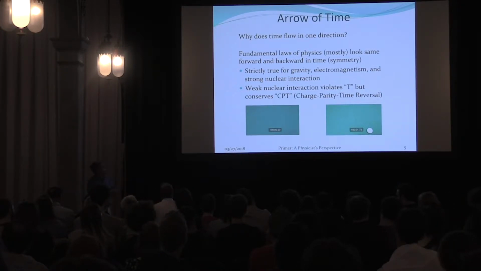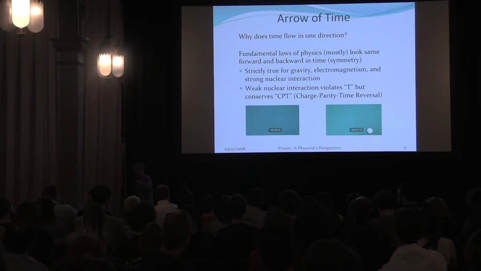So a reason why this is interesting from a physics point of view is that for the most part, the fundamental laws of physics actually are invariant. They go the same whether you're looking forwards or backwards in time. And so this applies for gravity, electromagnetism, the strong nuclear force. It doesn't exactly apply to the weak nuclear interaction, but for the purpose of this discussion, it pretty much does, right? So if you reverse the direction of time, the weak interaction looks different from what it does in our universe.